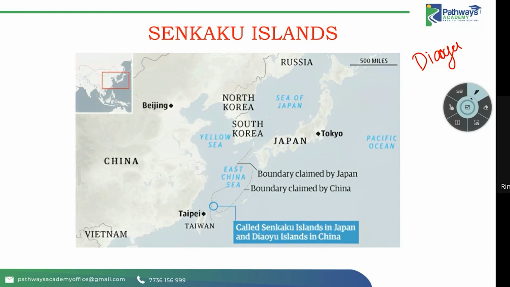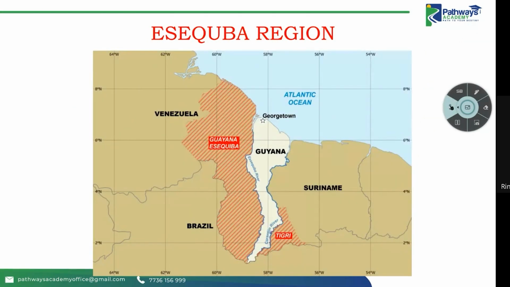Diaoyu Island, China. China calls it Diaoyu Island. Japan calls it Senkaku Island. It's a disputed territory between Japan and China, situated in East China Sea.